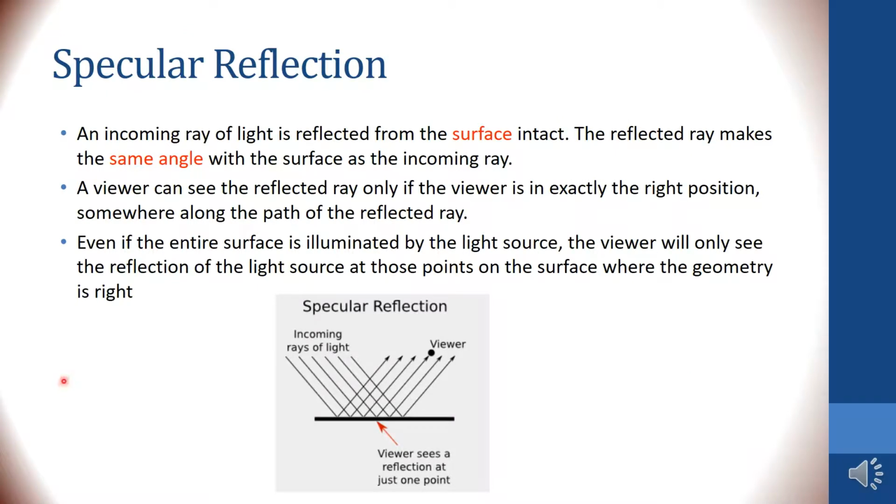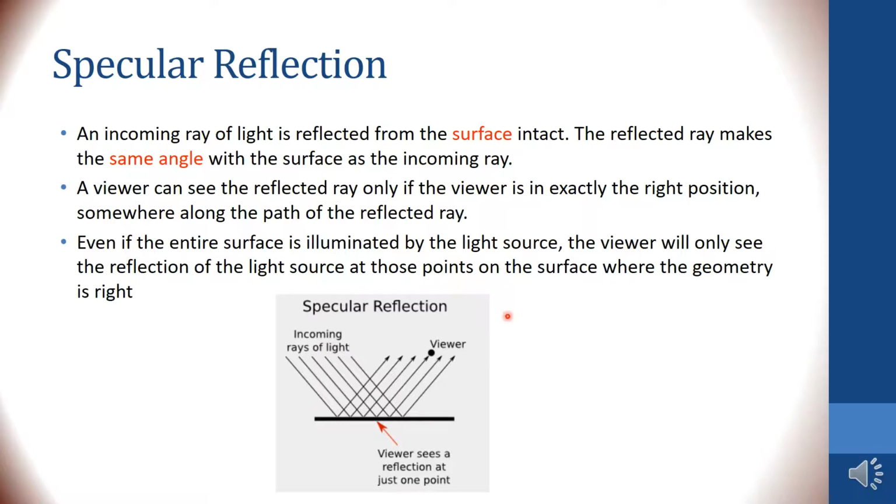What is specular reflection? An incoming ray of light is reflected from the surface intact, and this reflected ray makes the same angle with the surface as the incoming ray. A viewer can see the reflected ray only if the viewer is in exactly the right position, somewhere along the path of the reflected ray. Even if the entire surface is illuminated by the light source, the viewer will only see the reflection of the light source at those points on the surface where the geometry is right.